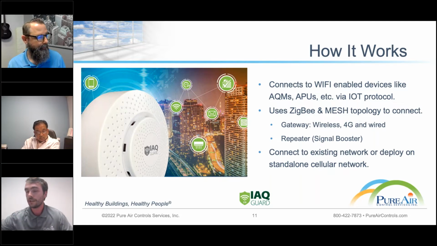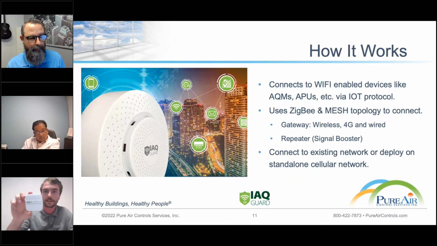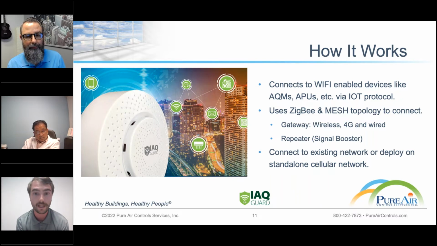So basically, what we have is a gateway device. This is what the gateway looks like. We have wireless and wired versions. So meaning we can plug right into your existing routers, or we can set them up in a strategic displacement throughout your building to set up monitors throughout your building.